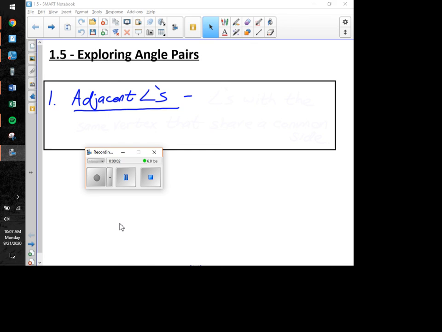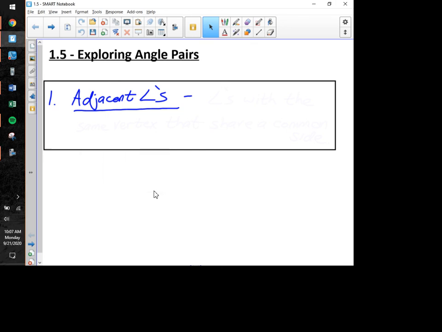Okay, geometry, let's get rolling now into section 1.5, which for us is kind of the beginning of the second half of chapter 1. And we've got a section right here that's heavy on vocabulary and diagrams, but there aren't really a whole lot of difficult problems that we have to worry about solving here. So let's take a look as we go through this.